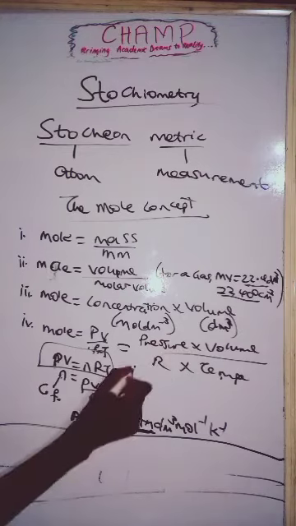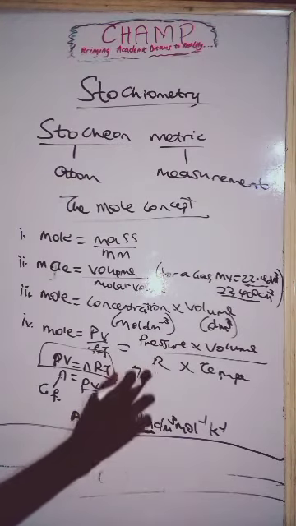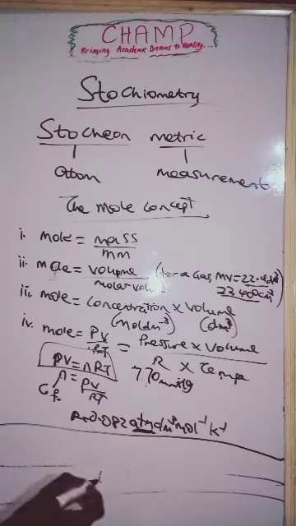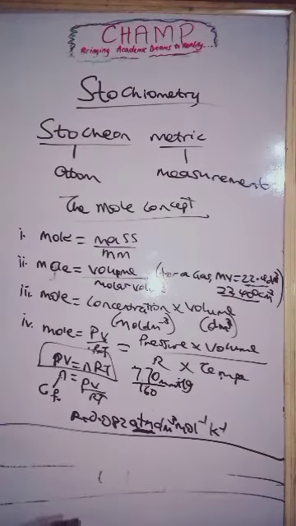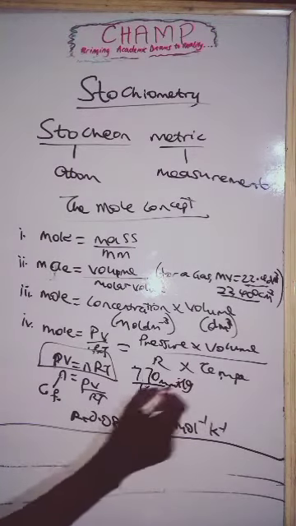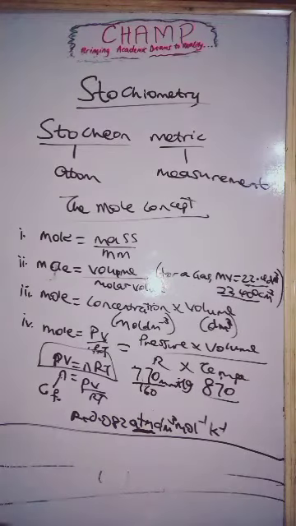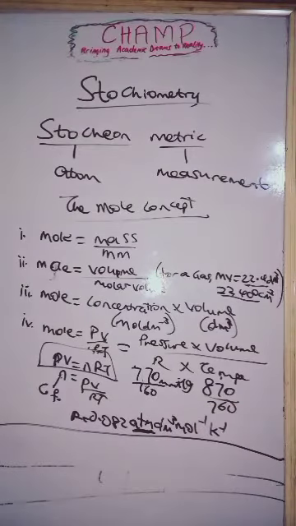So let's say you are given a pressure in millimeter mercury, let's say 770 millimeter mercury. How do you change it to atm? You divide by 760. Another case, let's say you are given 870 millimeter mercury. To convert it to atm, you divide by 760. How do we get this conversion, dividing by 760?